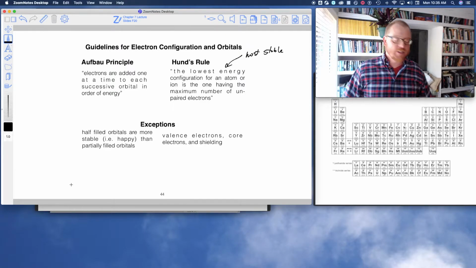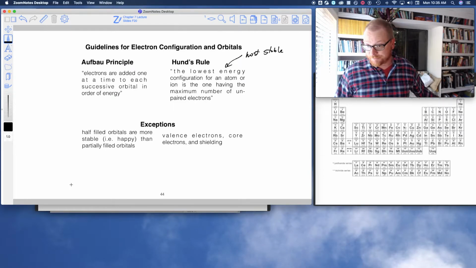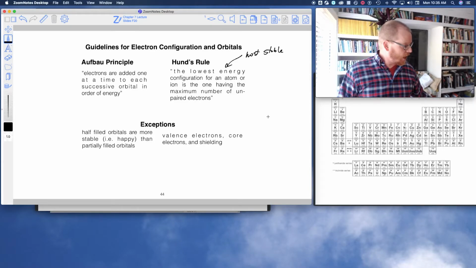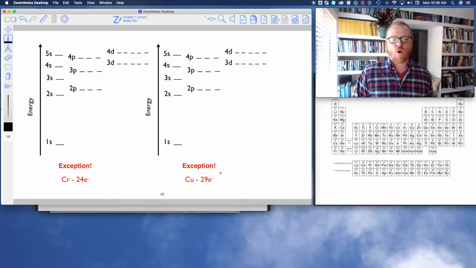And so it gives a consistent magnetic moment. It makes it really stable. Okay? So there's just a couple examples of these that I'm going to make you remember. And so here they are, chromium and copper. So let's talk about chromium and copper.